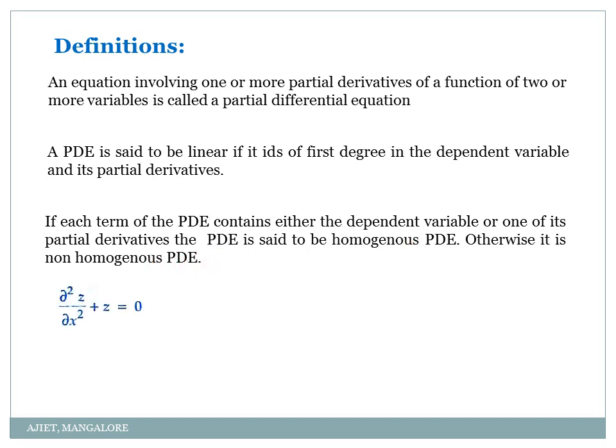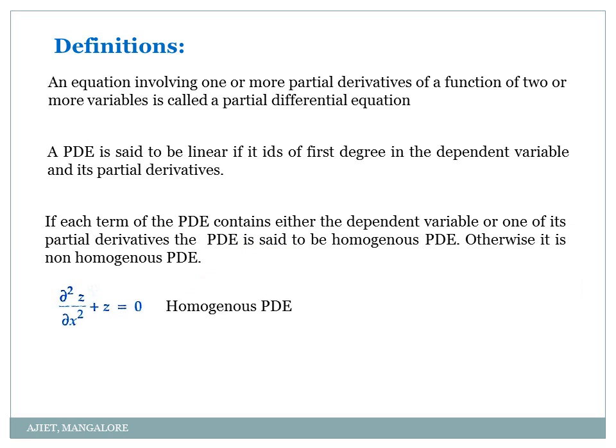So let me give an example. Dou square z by dou x square plus z equal to 0. What is this equation now? Is it a homogeneous equation or a non-homogeneous equation? I'll go through the definition again. If each term of a PDE contains either the dependent variable or one of its partial derivatives, then the PDE is said to be homogeneous.